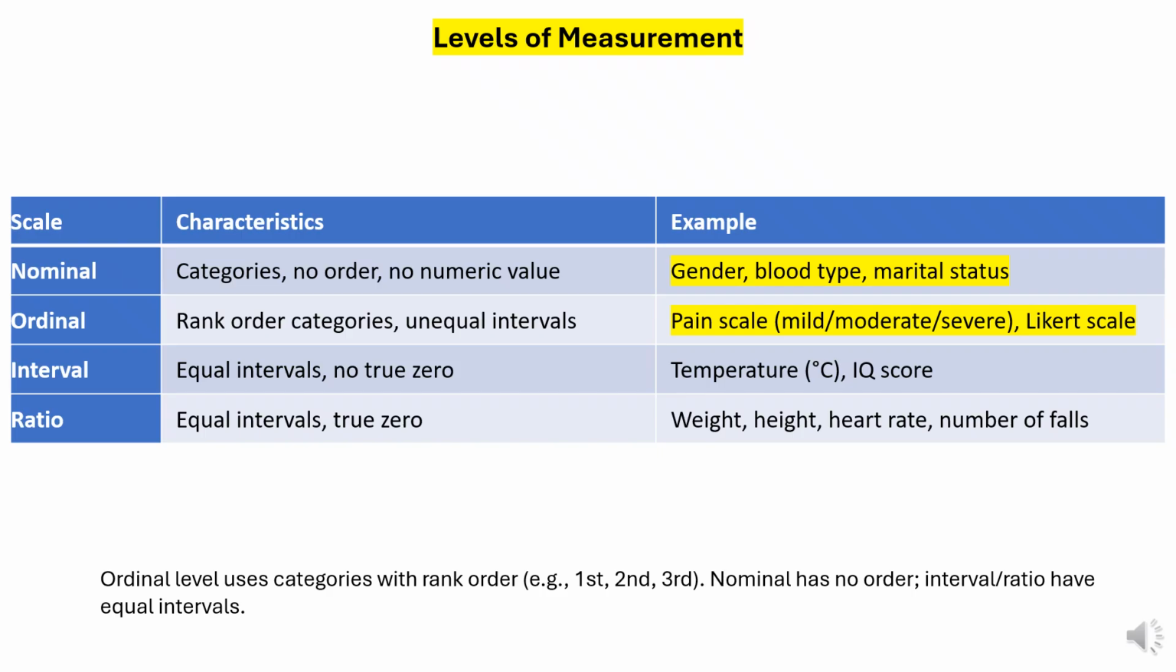The ordinal level introduces rank order. Categories can be arranged in a sequence, e.g., first, second, third, but the intervals between ranks are not necessarily equal. Common examples are a pain scale, mild, moderate, severe, or Likert scale responses, strongly disagree to strongly agree.